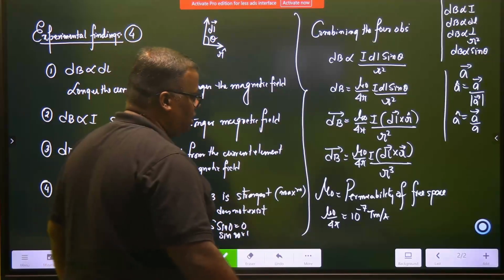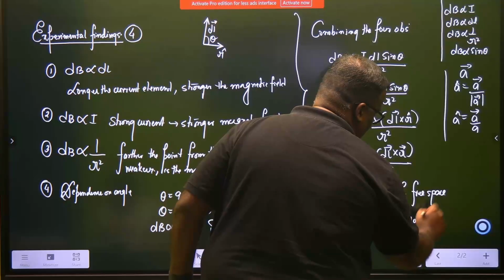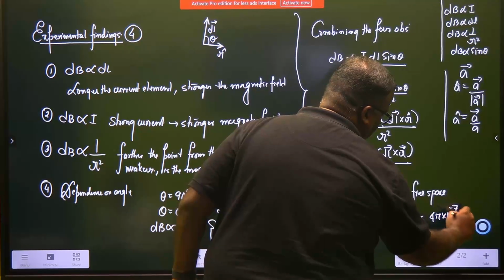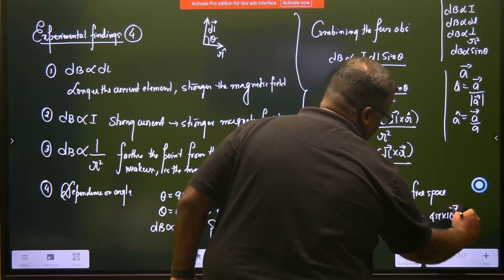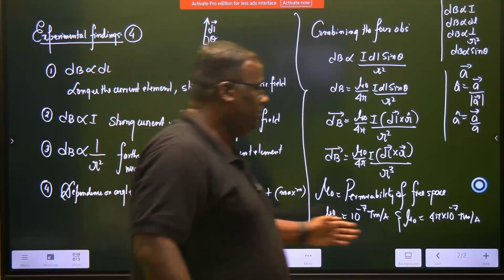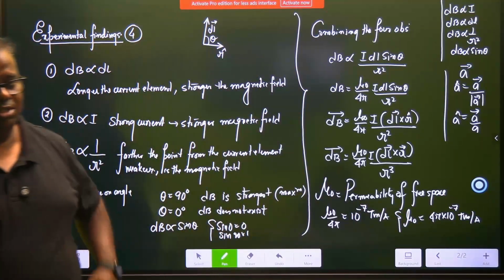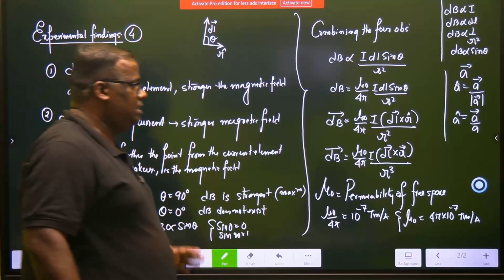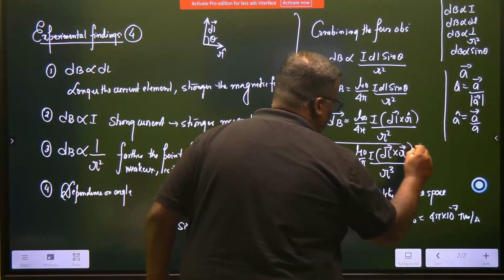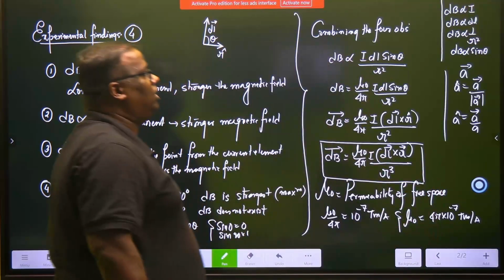So actually, if you only see the value of mu naught, it is something stylish. Mu naught is 4 pi into 10 to the power minus 7 Tesla meter per ampere, which actually shows you magnetization is very easily possible through vacuum as well as free space. This is Biot-Savart law in vector form. This is Biot-Savart's law. It gives you the strength of the magnetic field.